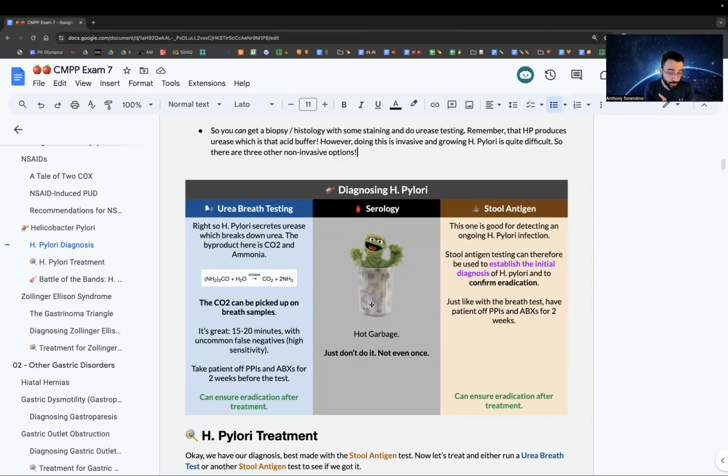This serology for H. pylori, she said it's hot garbage. Just don't do it. Avoid it at all costs.